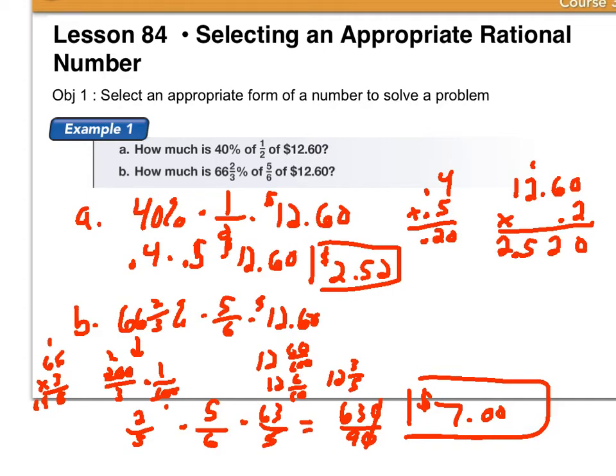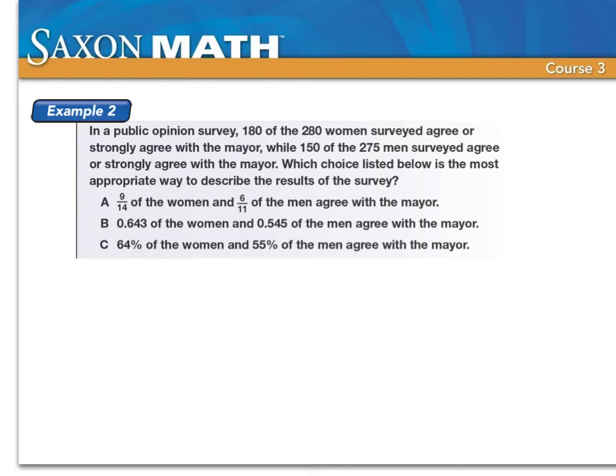Alright, let's look at one more example. Example 2 says, in a public opinion survey, 180 of the 280 women surveyed agree or strongly agree with the mayor, while 150 of 275 men agree or strongly agree with the mayor. Which choice listed below is the most appropriate way to describe the results of the survey? And it says 9/14 of the women and 6/11 of the men agree with the mayor, so that's one choice that we have to report. Or we have these numbers as decimals to report, or we have percentages.